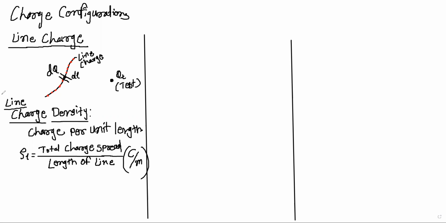Rho L is the line charge density of this. Now tell me, if you know dq, this dq will itself act as a point charge. So if you want to calculate the force, that would be the differential force. This would be the differential force dF. It is equal to dq into qt divided by 4 pi epsilon naught r square a bar r.